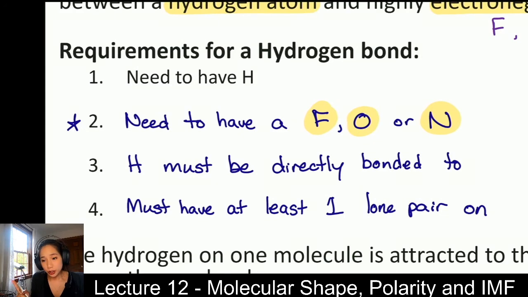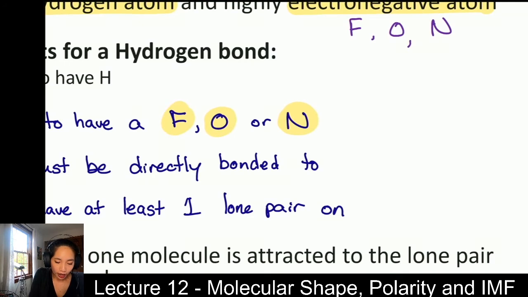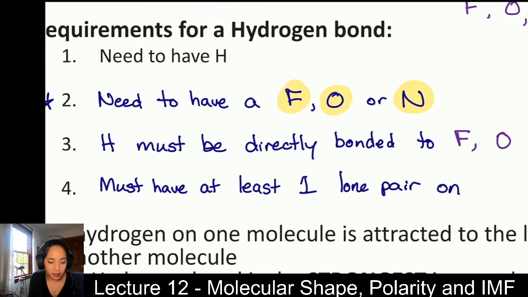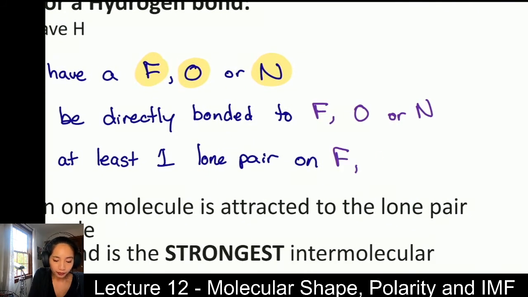So that's kind of what you need to look for in a molecule in order to see if hydrogen bonding can occur. The third requirement is that hydrogen needs to be directly bonded to that fluorine, oxygen, or nitrogen that's in the formula. So it needs to be directly bonded to it. And then finally, there has to be at least one lone pair on that fluorine, oxygen, or nitrogen.